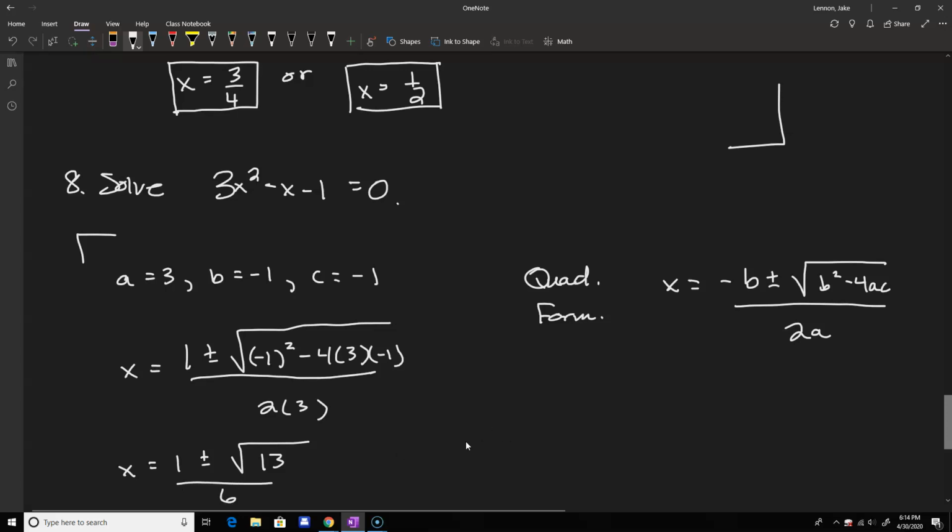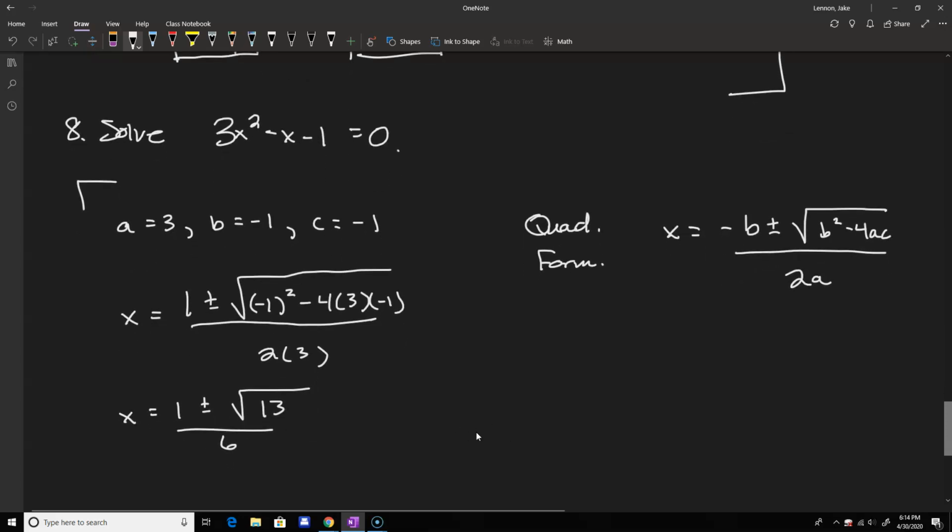If you want to write that in set builder notation, or if they ask you to specify the answers, the solution set here would be 1 minus the square root of 13 over 6, comma, 1 plus the square root of 13 over 6. And that's the quadratic formula. You just plug everything in and then simplify using the arithmetic.